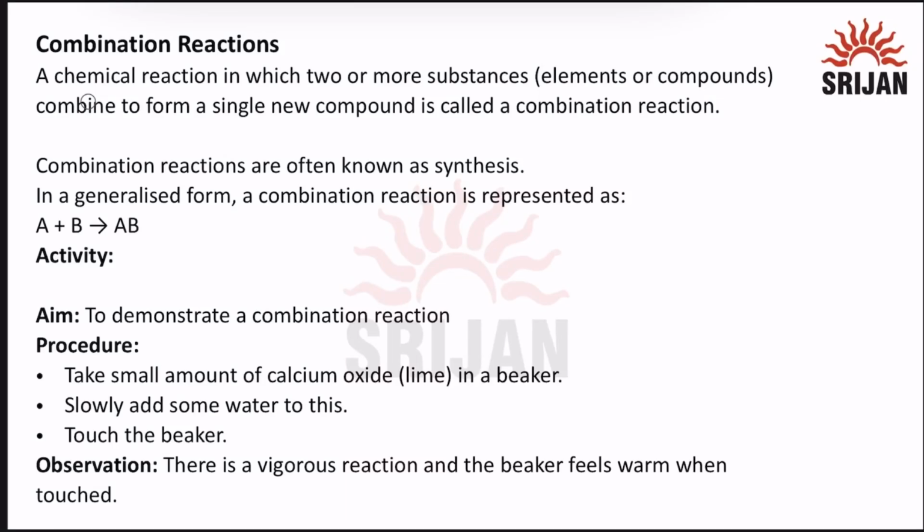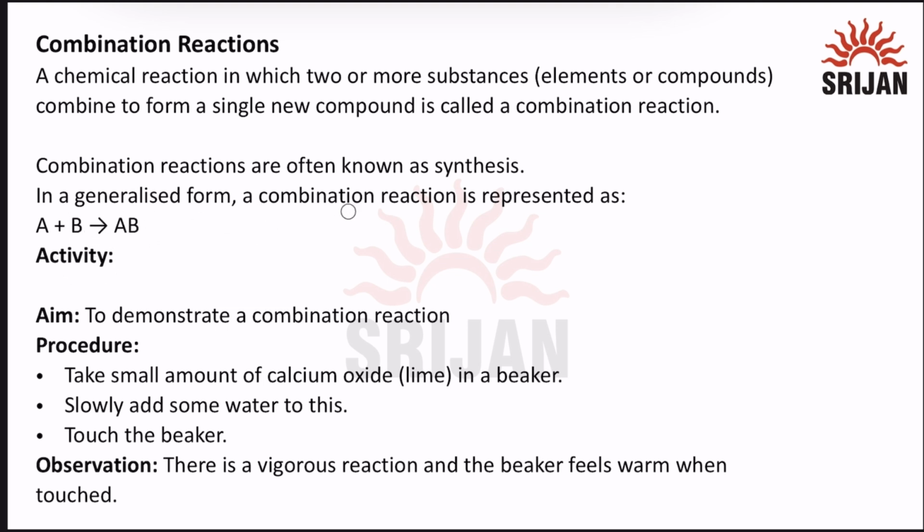In this video, we will learn about combination reactions. A chemical reaction in which two or more substances join together and form a product is called a combination reaction. Two or more substances react to form a new substance. Combination reactions are often known as synthesis. For example, synthesis of A and B to form AB.